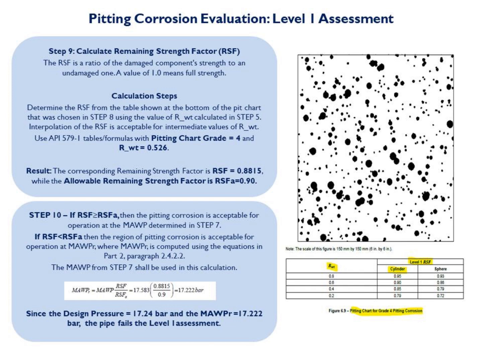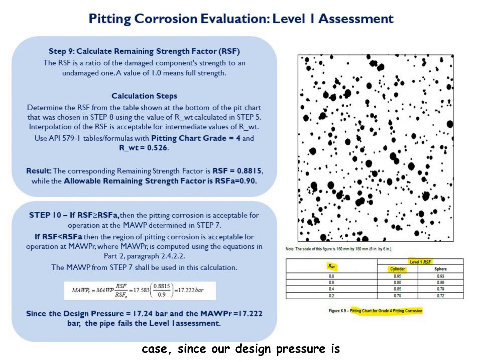Moving to Step 10, if the RSF is greater than or equal to the allowable RSFa, then the pitting corrosion is considered acceptable at the current MAWP, which we determined in Step 7. But if the RSF is less than RSFa, then the region of pitting corrosion might be acceptable only at a reduced pressure level, called MAWPr. This MAWPr is calculated using the equations from Part 2, paragraph 2.4.2.2, and it uses the same MAWP from Step 7 as the basis for the calculation.